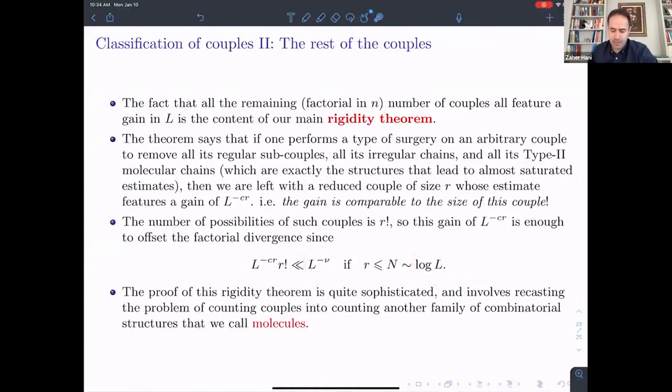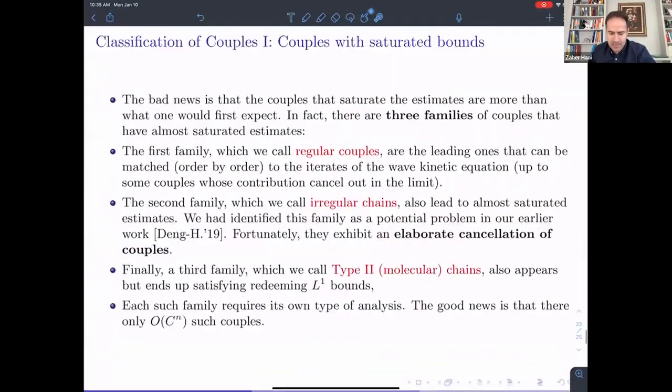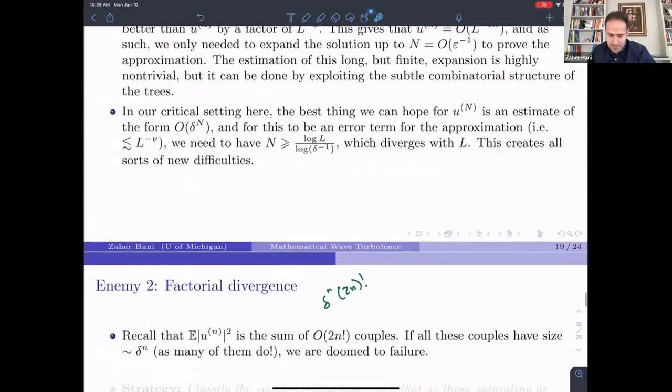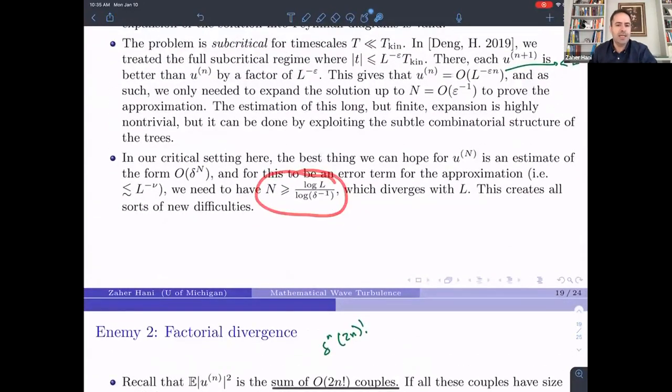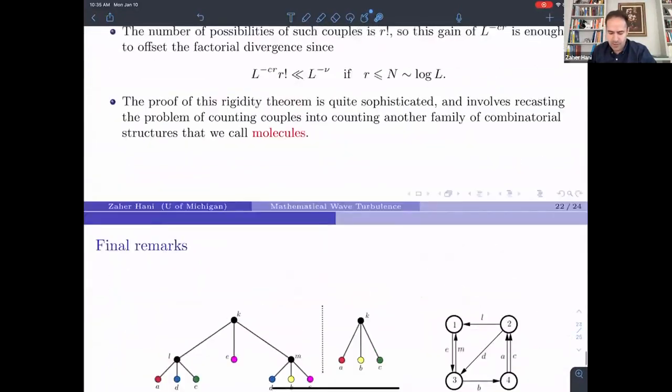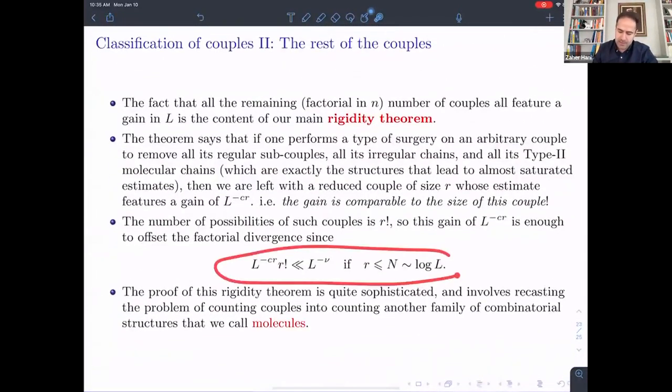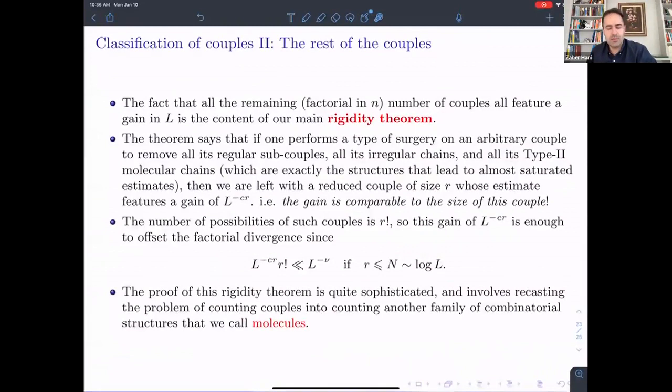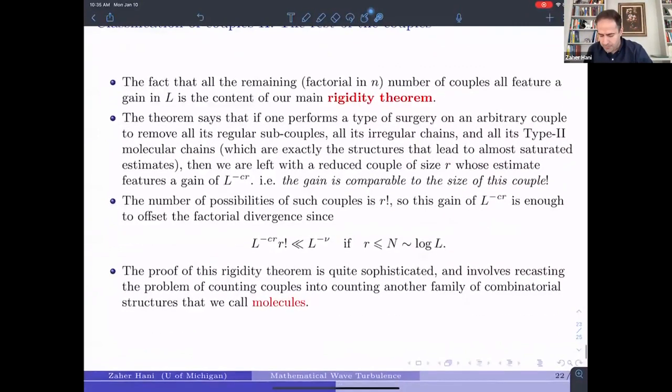L. Remember from previous slides, I'm only expanding up to n that is logarithmic in L. So as long as you expand up to something that is logarithmic in L, you're in good shape. So this is what allows us to close the argument. The proof of this rigidity theorem is, as I said, the most sophisticated part of the proof.